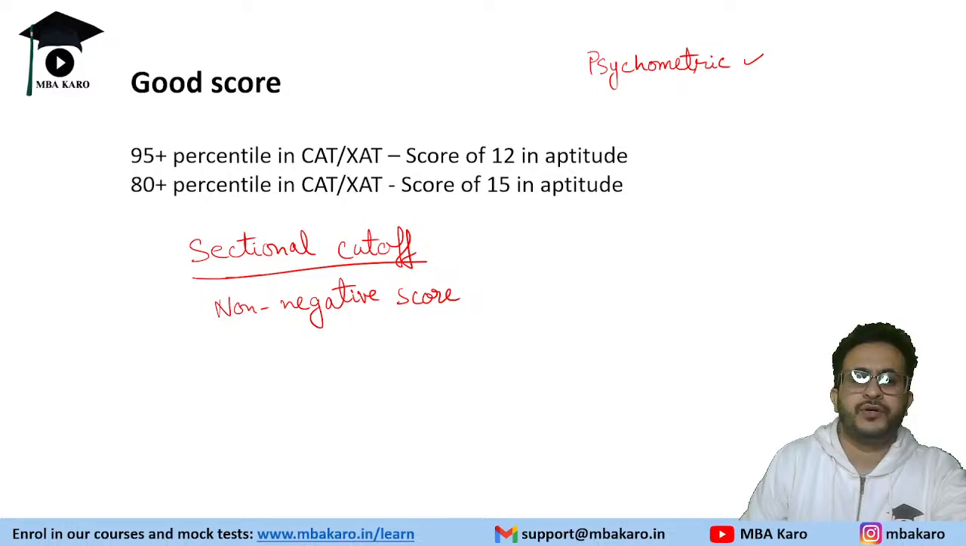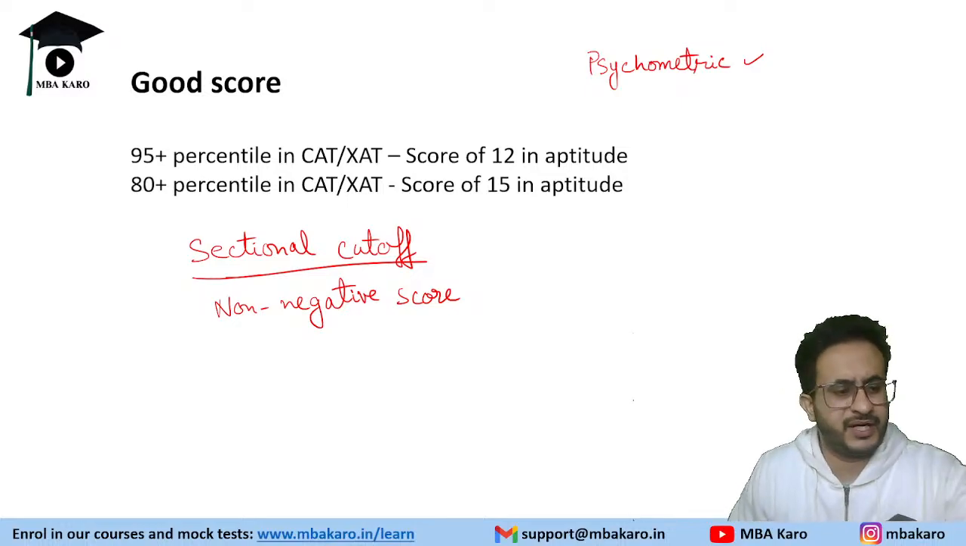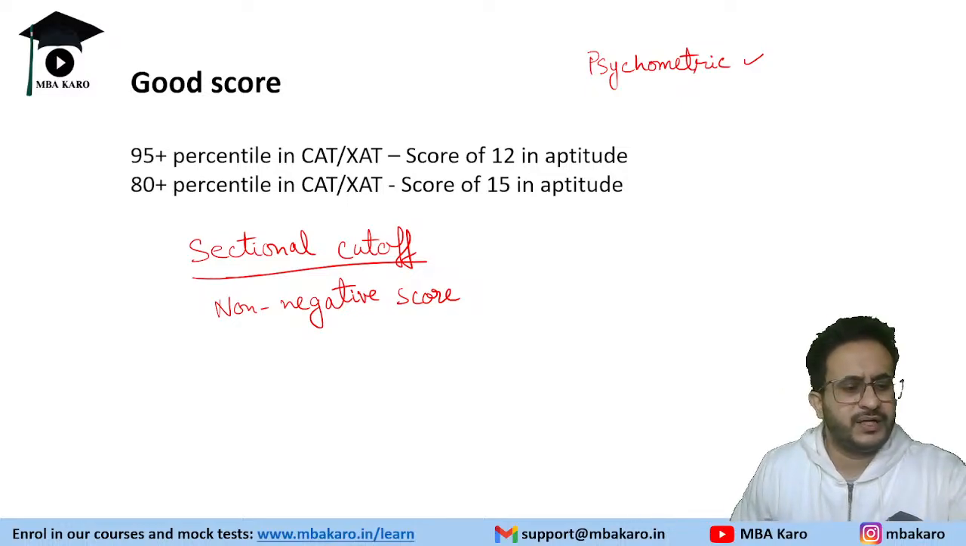If you have a decent score in CAT, maybe 12 would be sufficient. 12 marks would be enough to get a call, because this has historically been the cutoff in this range.